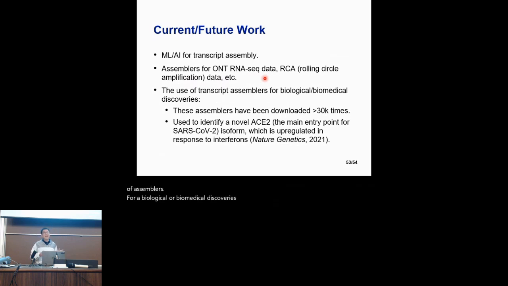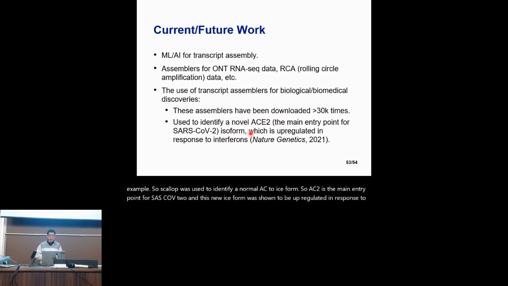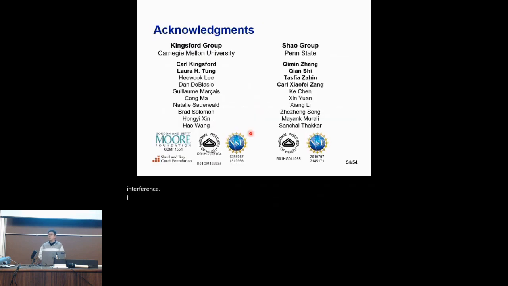We are happy to see that our tools have been downloaded more than 30,000 times. So people are really using our tools. And here's one example. Scallop was used to identify a novel ACE2 isoform. ACE2 is the main entry point for SARS-CoV-2. And this new isoform was shown to be upregulated in response to interferons. I think with that, I conclude.